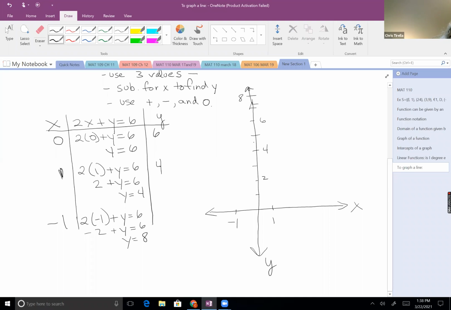And so I've got (0, 6), (1, 4), (-1, 8). And I'll connect them with a straight line. So is everybody comfortable with graphing an equation by making a table of values?